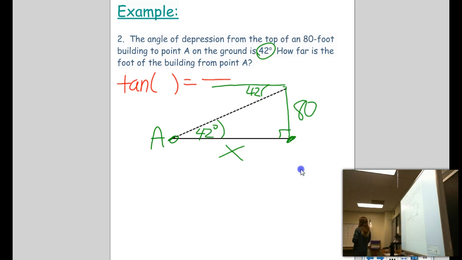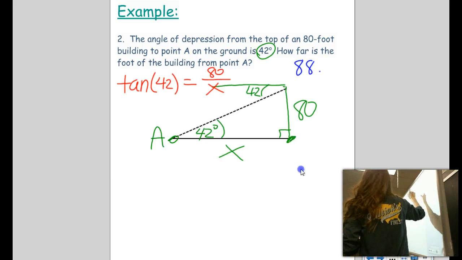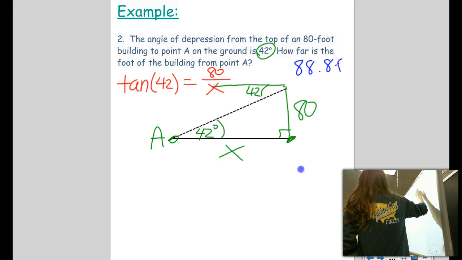Julius, you already got the answer? John, what goes in parentheses right here? 42. And what goes here? Opposite over adjacent. 80 over x. Paige, where's x? Numerator or denominator? Denominator. So everyone needs to divide. Denominator, divide. 80 divided by tan 42. Let's see, what do you get? 88.8 feet away from the building.